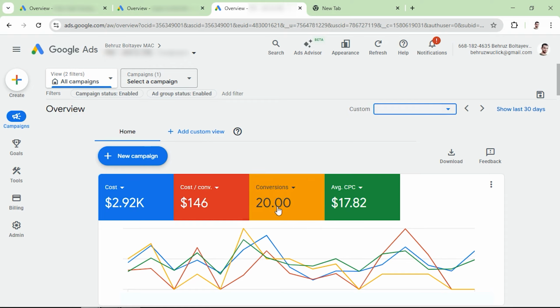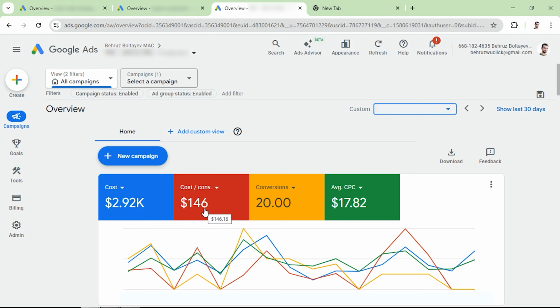And with conversions, we're mostly tracking phone call related conversions, and they can also get form submissions as well. Both can be equally important in this business category. And their cost per conversion is around $146. Usually their cost per conversion can be, let's say, close to $100, but because of this seasonality factor, the cost per conversion can be higher at this time of the year.